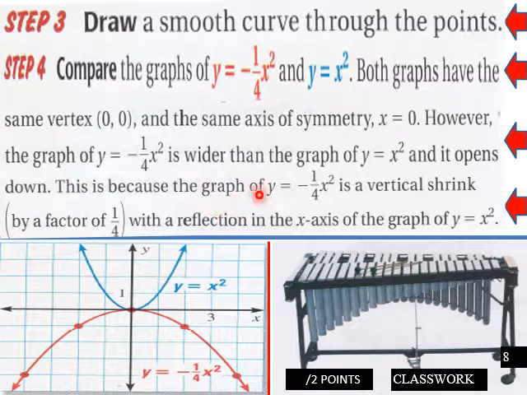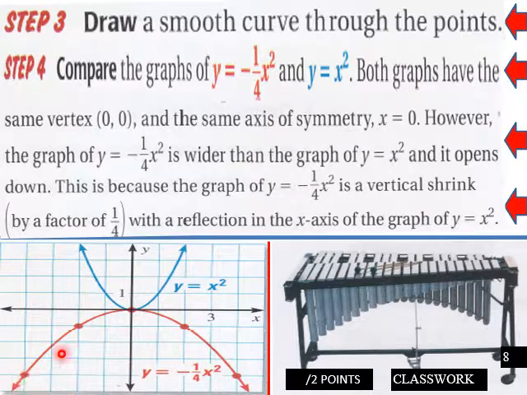This is because the graph of y equals negative 1/4 x squared is a vertical shrink by a factor of 1/4, with a reflection in the x-axis of the graph of y equals x squared. So the negative points the parabola down. It flattens the curve. They call that a vertical shrink. I don't know why, but it flattens the curve out.